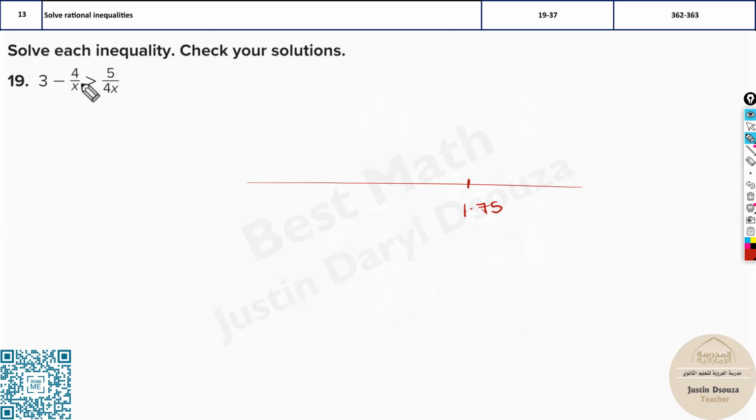And then you must look into any undefined values here. Undefined values are the values which will make this an error. When x is 0, because there is a term in the denominator, we must consider 0. Now, if it was x plus 3, then it would have been minus 3 and so on. So here there is only one undefined value. Even over here, it's 0 itself. So this is an asymptote here, which is undefined. These two split the intervals. So the intervals we have are from minus infinity to 0, from 0 to 1.75, and from 1.75 to infinity. All these can be solution sets.